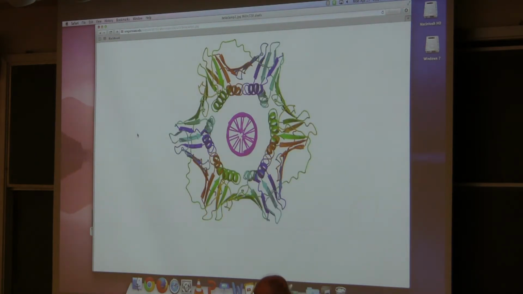There's the beta clamp I told you about earlier. You see how it wraps around the DNA? The DNA is in the middle, and there's that circle it makes around the DNA. Kind of cool.